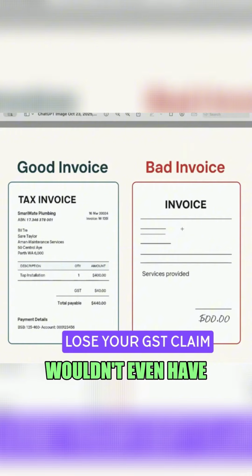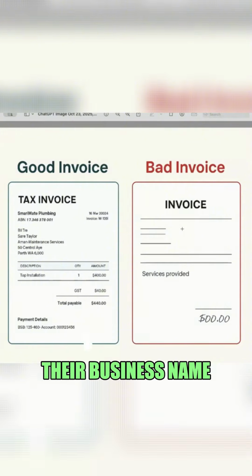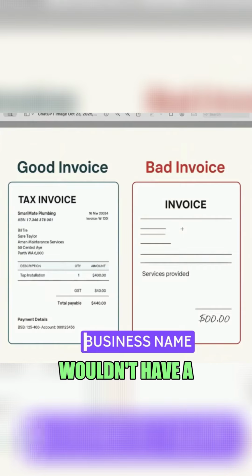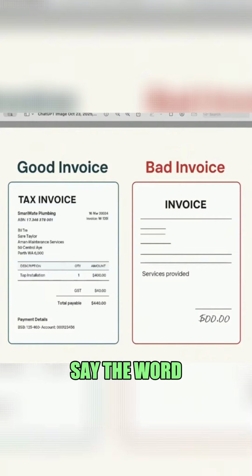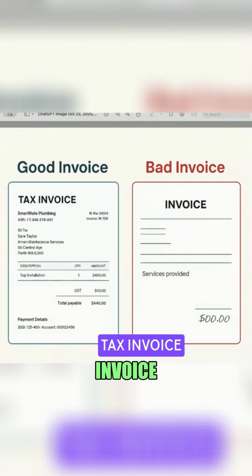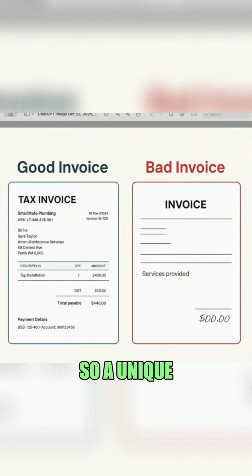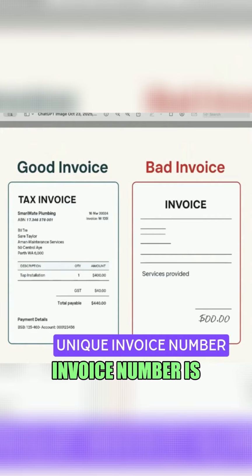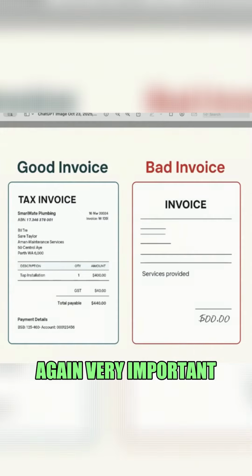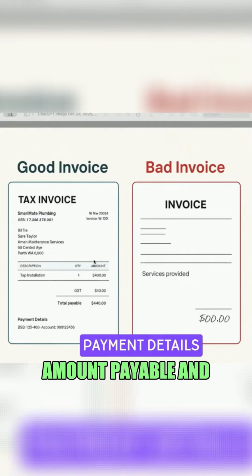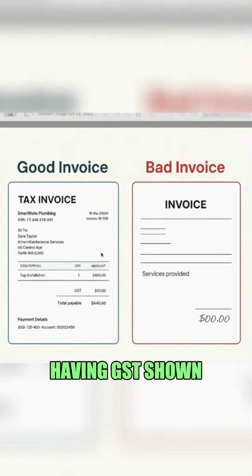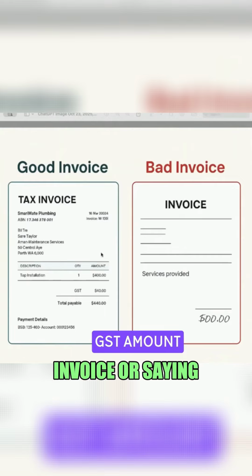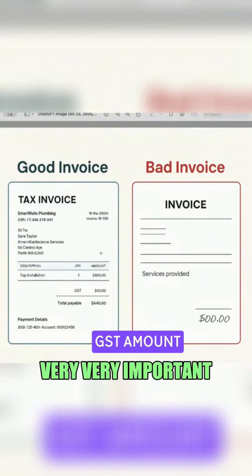Sometimes it wouldn't even have their business name on there, wouldn't have a proper invoice number. It needs to say the words tax invoice to be a valid invoice, not just invoice. So a unique invoice number is again very important. Having payment details, amount payable, and if you're registered for GST, having GST shown on your tax invoice or saying the amount includes GST. Very, very important.